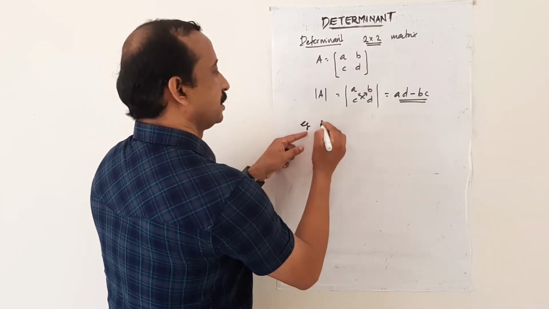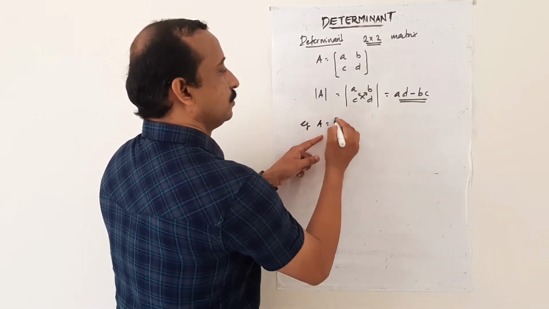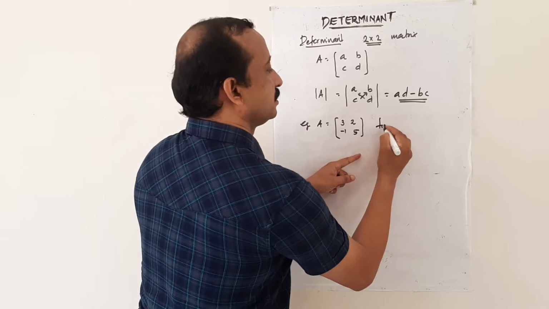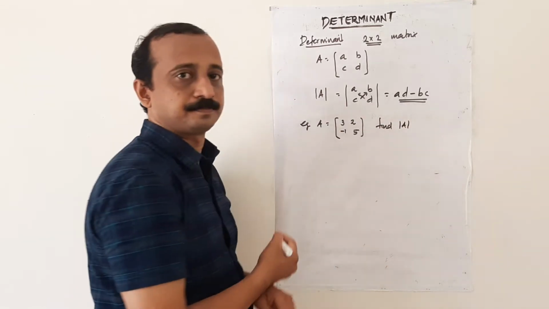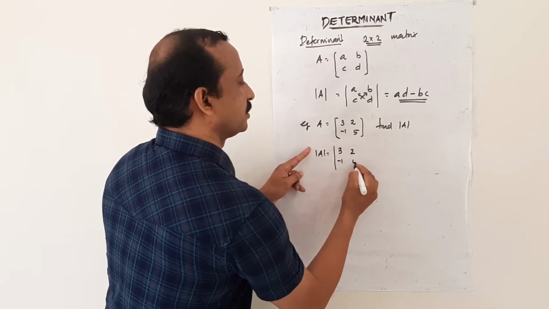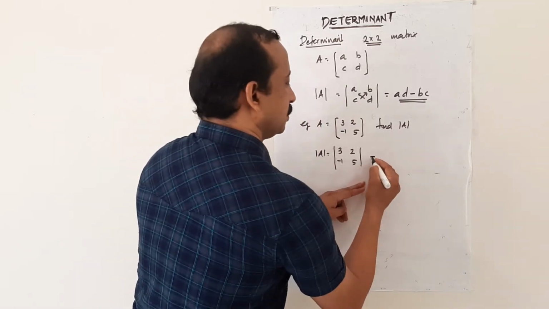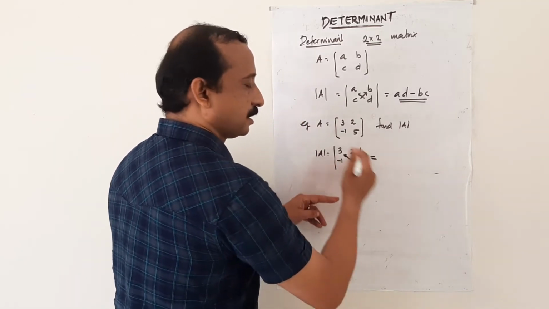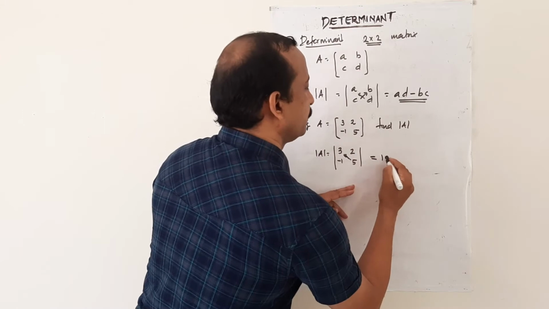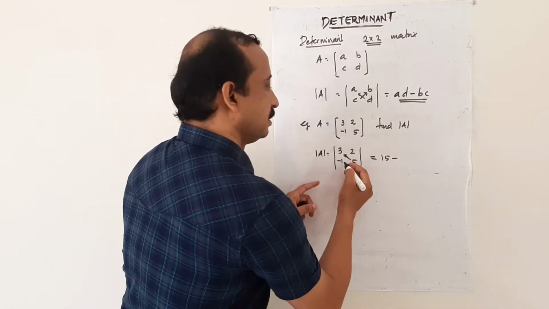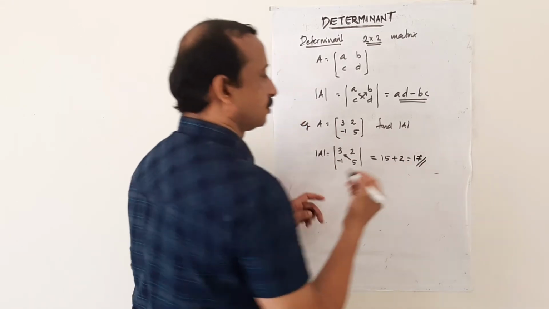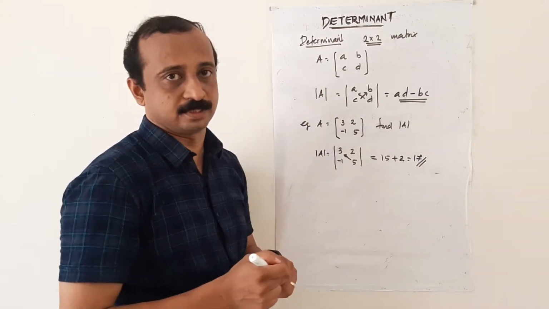For example, A is the matrix 3, 2, minus 1, 5. Find the determinant of A. The determinant of A is equal to the determinant of 3, 2, minus 1, 5. First you find the product, right minus left. First you multiply the principal diagonal elements, that is 3 into 5 is 15. Minus, the rule is minus, 2 into minus 1 is minus 2. Minus of minus 2 is plus 2. The answer is 17. That's all. So that is the determinant value of a 2 by 2 matrix.